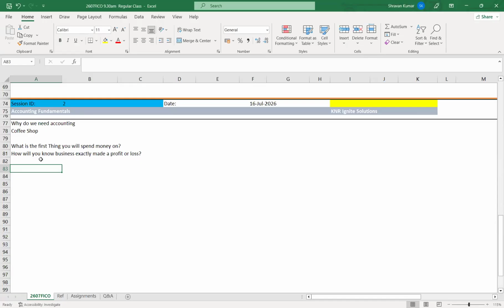Now let's understand what accounting helps us to do. So this is clear, right? How accounting helps the business to track their spending and profit and loss. Anyone have any questions here? Sorry, I did not get your answer.